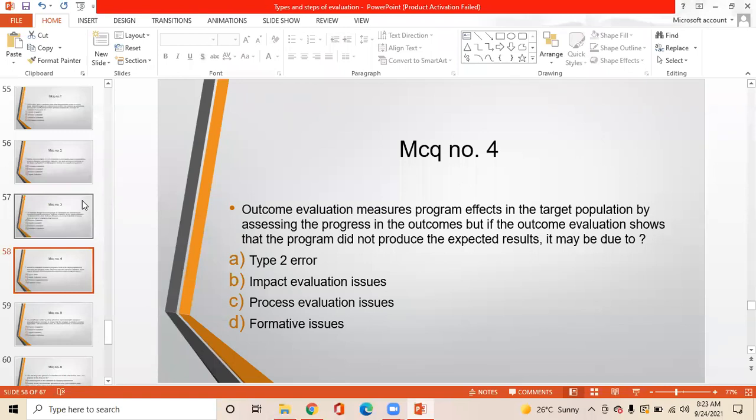Yes, option C is the right answer, process evaluation issues, because whenever outcome evaluation is required, we need to do process evaluation before that.